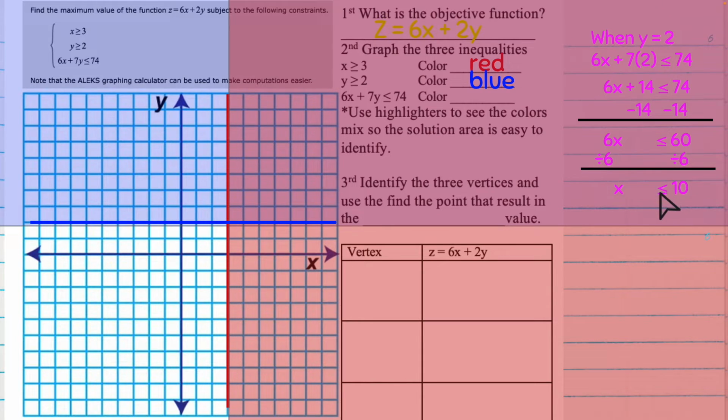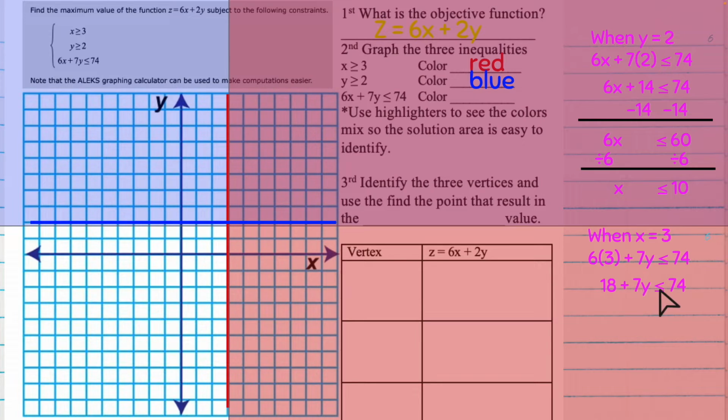So I know that the point is going to be right here. It's going to start right here, and it's going to be less than that point. So it's going to have to come this direction. So now if I do the same thing with x, so when x is 3, so now I'm looking at when it's on this red line, where does the third constraint have to land? So now I'm doing 6 times 3 plus 7y is less than or equal to 74. Again, just using the same equation. I just plugged in 3 for x so that I can see what y has to be less than or equal to. So we get 18 plus 7y is less than or equal to 74.